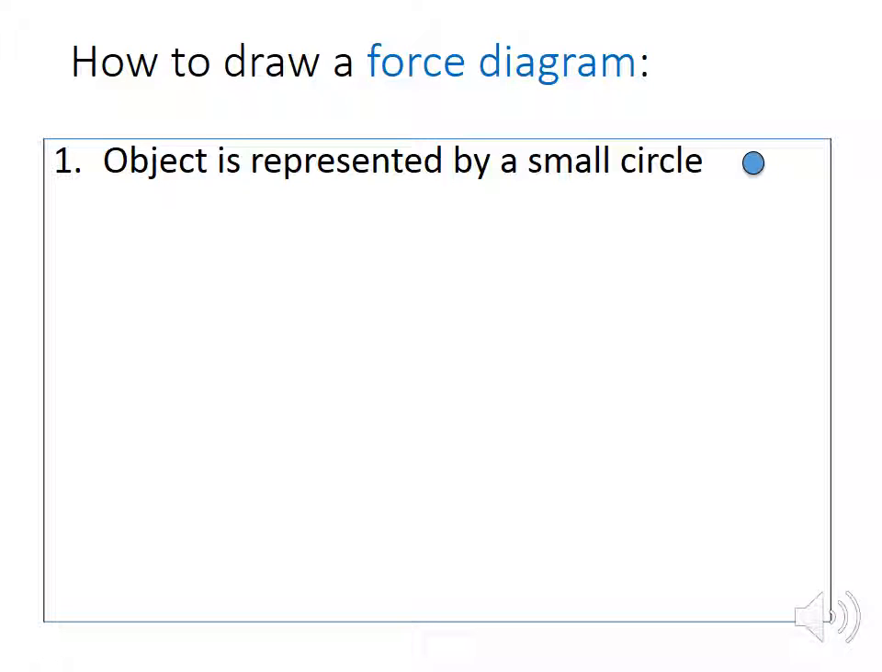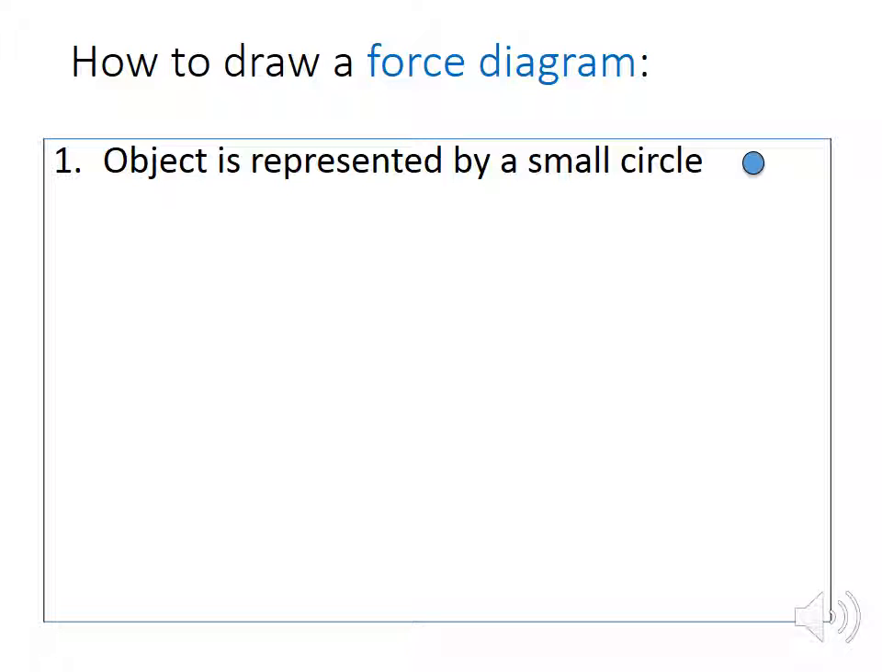All right, we're going to move into how to draw a force diagram. A lot of this unit we're going to be representing the interactions of forces as what we call force diagrams. So write down this information about how to draw a force diagram.